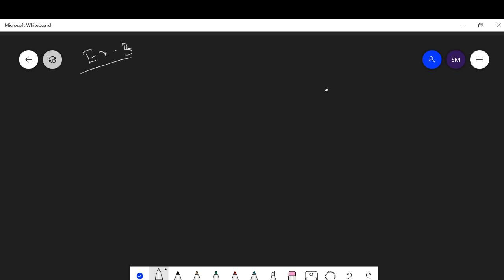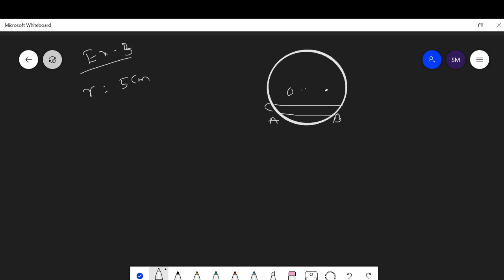Then next question. Here the question says, in the figure, O is the center of the circle. At first try to understand. Circle of radius 5 cm. Here the radius of the circle is given, R is equal to 5 cm, and OP is perpendicular to AB, and OQ. Here AB and CD are two chords. Here this is AB and here this is CD, two chords given here.